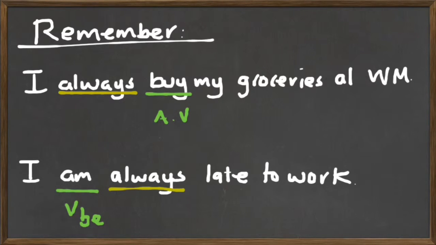So, in the first example we have: I always buy my groceries at Walmart. I wrote WM because I just ran out of space, nothing big. And in the second one, I am always late to work. In that example, the verb to be goes before the frequency adverb. Know this and remember this because it's always like this. So make sure you don't make that mistake.